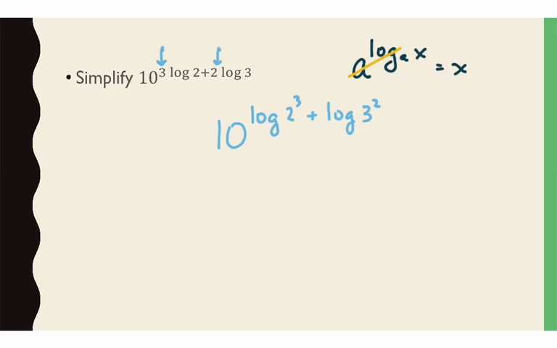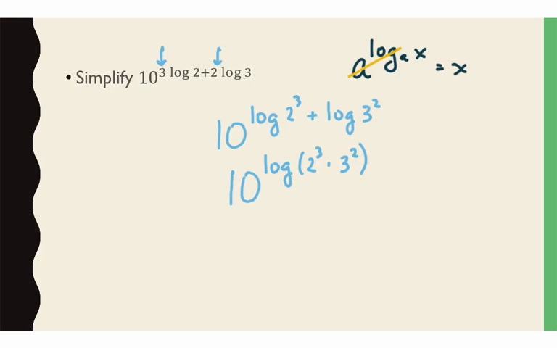Now another rule that we learned this week is when you have logs that are added, that means multiply, right? Logs that are added mean multiply. So I could actually combine these 2 logs into 1 log, and it would be the log of 2 to the third times 3 to the second.